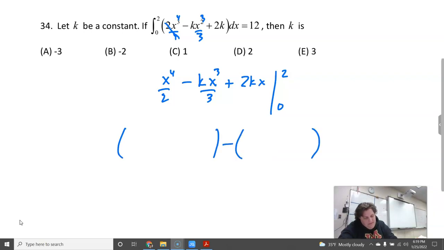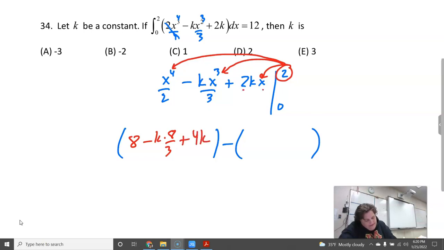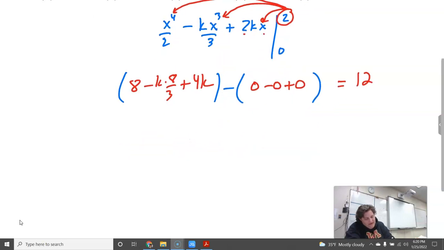Top minus bottom. Okay, I am plugging these in for the x's, not the k's. The x's. So that gives me 2 to the 4th is 16 over 2. That's 8. That gives me, oh gosh. Okay. K times 2 to the 3rd is 8/3. And that gives me 2 times 2, 4k. All right. When I plug in 0, thank goodness, it's 0, 0, 0. And this needs to equal 12. So let's see what I got here. 8 minus 8k over 3 plus 4k equals 12.